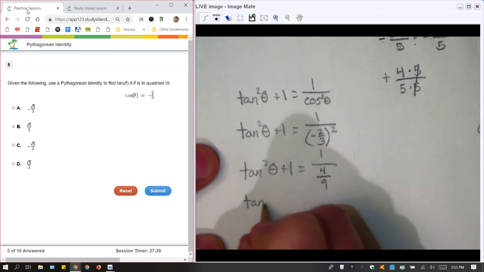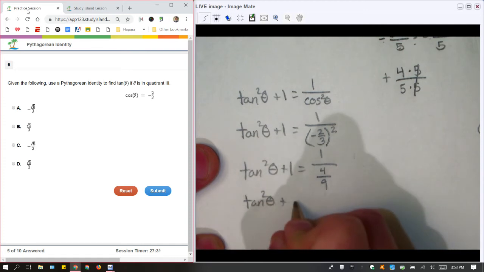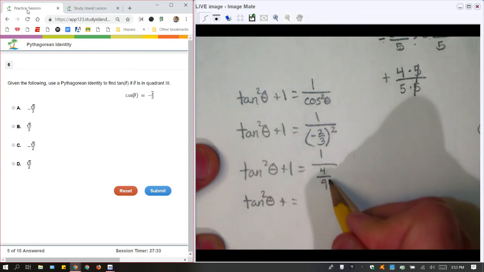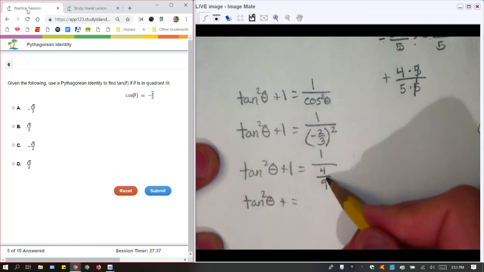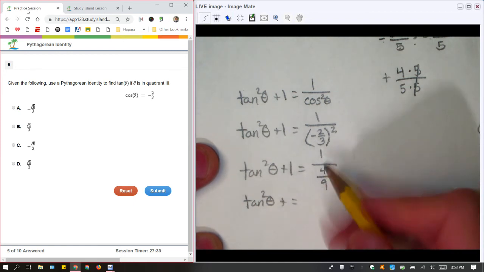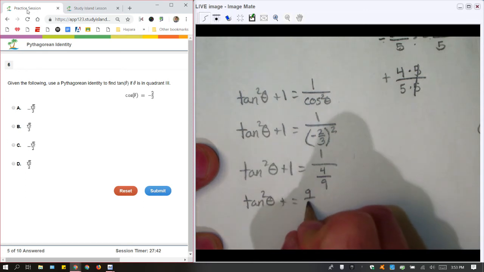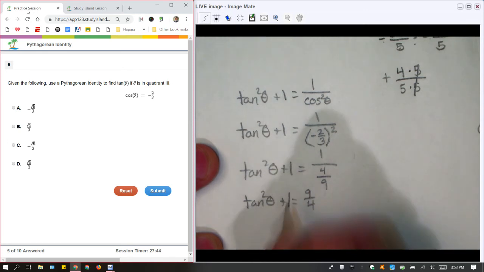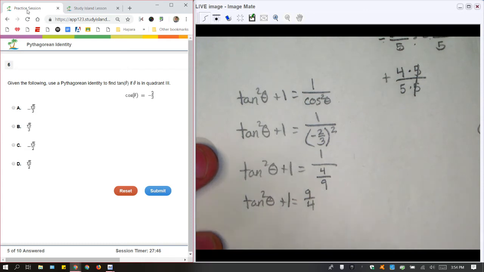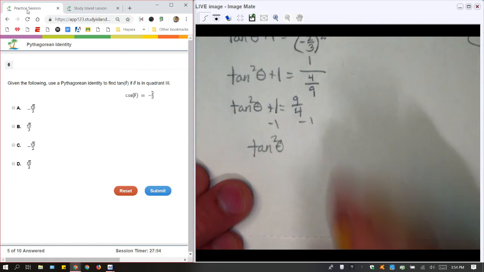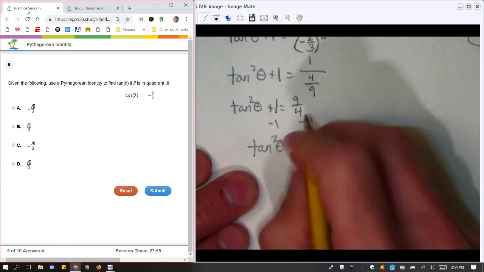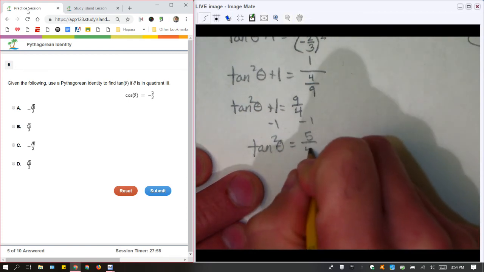So the tangent of theta squared plus 1 equals 1 divided by 4/9, which is 9/4, because you're dividing by a fraction, so you're multiplying by the reciprocal. 1 times 9/4 is simply 9/4. Forget the 1 that I forgot to write. Now subtract 1 from both sides, and you get the tangent of theta squared is equal to 9/4 minus 4/4, which is 5/4.